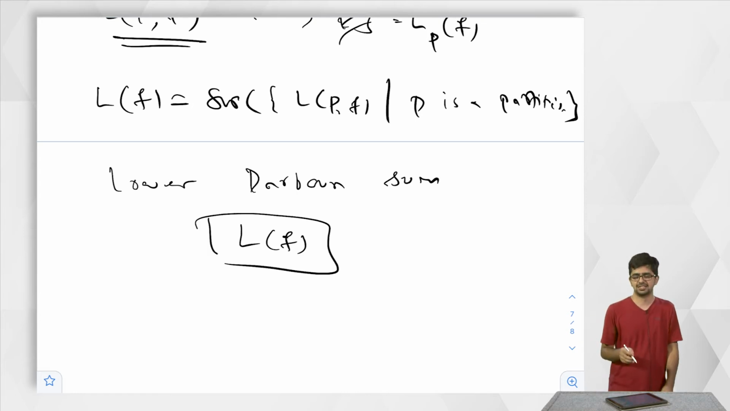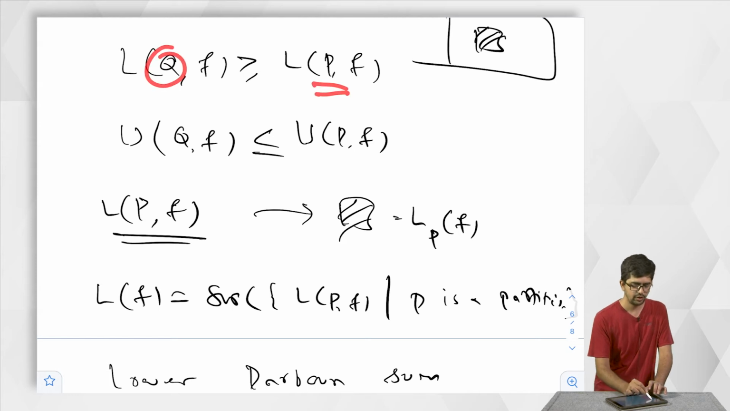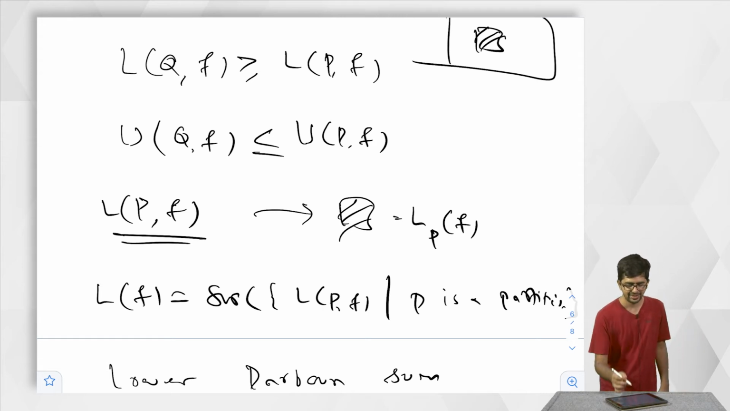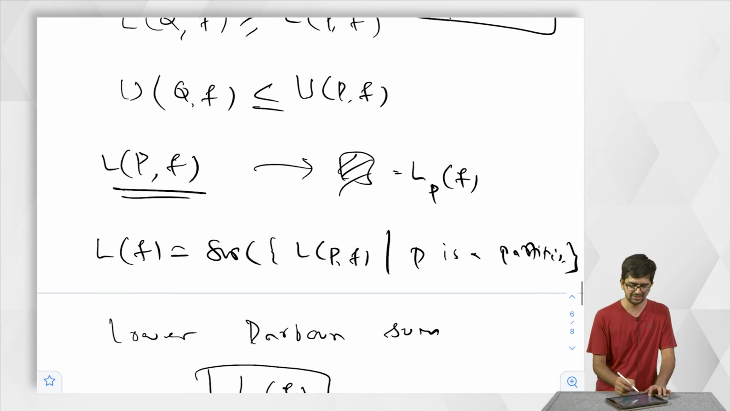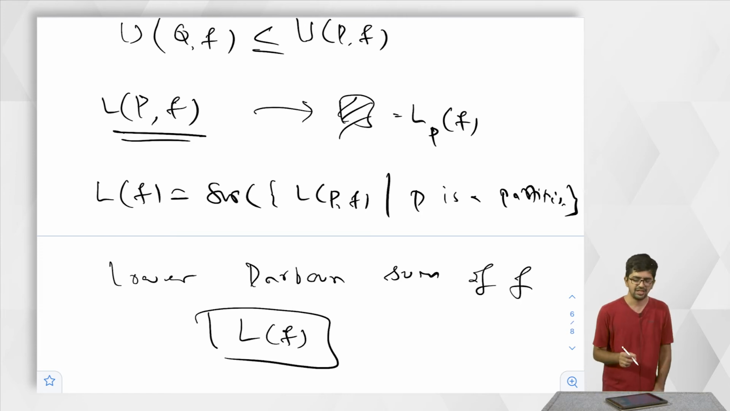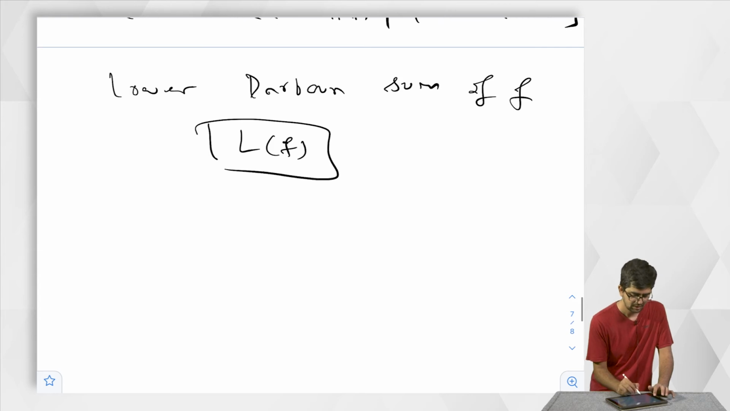I think the idea is clear at least. For a partition, if I refine it, then the lower Darboux sum is increasing, so I am trying to take the supremum, but for that I do not really need to fix a partition. I can take all partitions and then take the supremum of that. That would still make sense, and we are calling that the lower Darboux integral of f. Similarly, one can do the same thing by considering all partitions and taking all Upf.